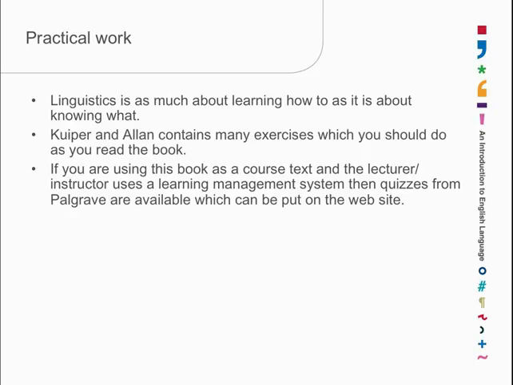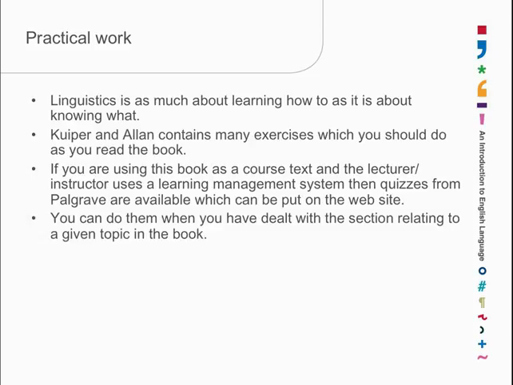If you're using the book as a course text and the lecturer or instructor has a learning management system at the institution, then further quizzes from Palgrave are available, which can be put on the website and provide a lot of further practice at all sorts of things, from phonetic transcription to drawing tree diagrams of sentence structure. You can do those if they become available with the sections relating to any topic, and they're also there by topic.